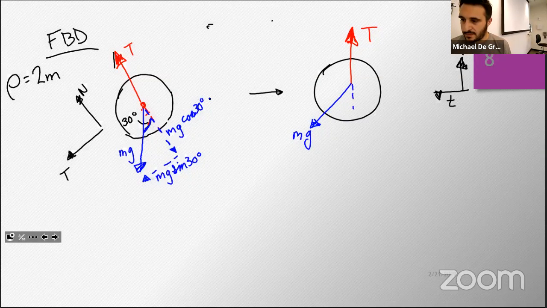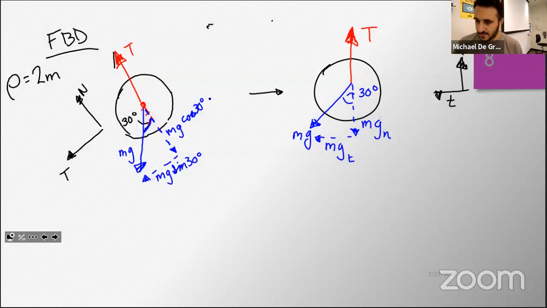Okay. I still have my components. We'll call this mg tangential. Call this one mg normal. This angle in here is 30 degrees. So all I did was rotate it. But that sometimes helps with visualizing what's going on, wouldn't it? Oh, maybe I confused you guys more. Who knows? I hope I didn't.